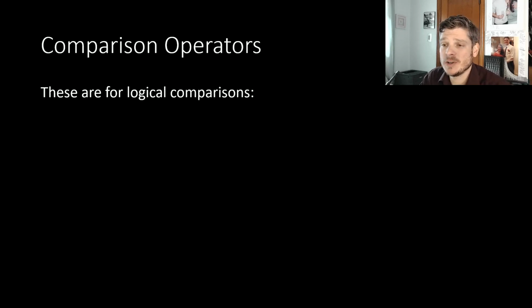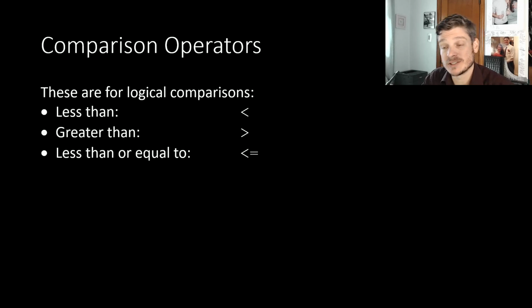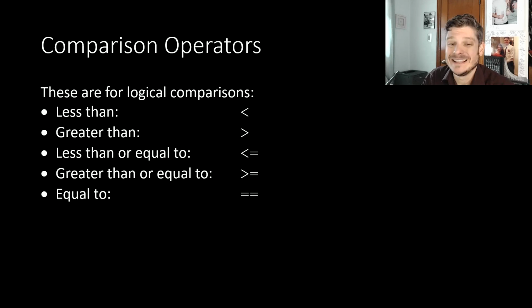So, a quick review of our comparison operators. We have our logical comparisons, which are less than, greater than, less than or equal to, greater than or equal to, and equal to. And when we're doing the comparison, remember it's the double equals for our comparison operator for equals. And then not equal to, which is the exclamation point and then the equal sign. That exclamation point is basically our negation, saying the word not.